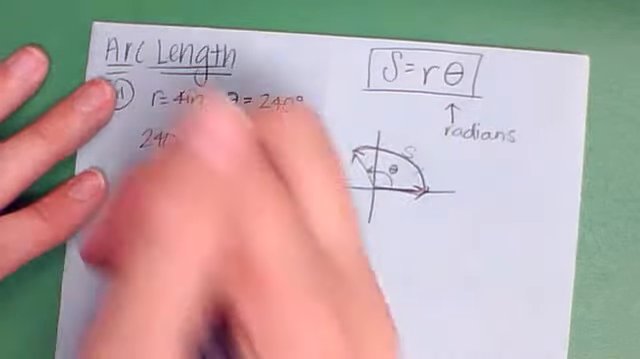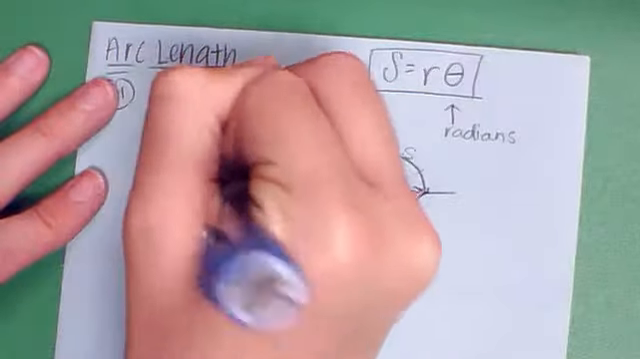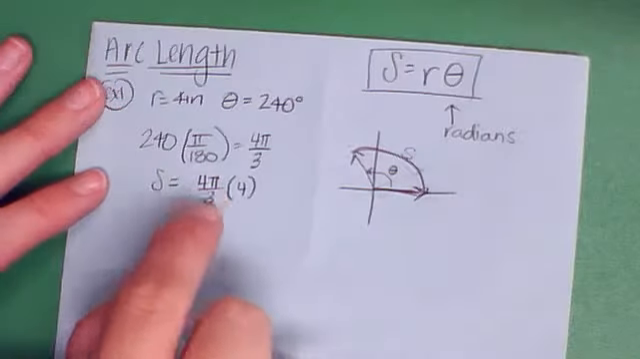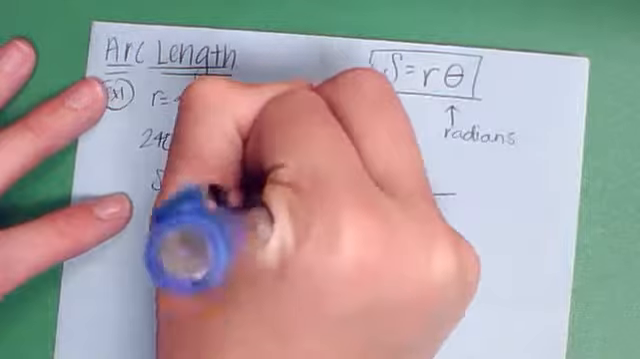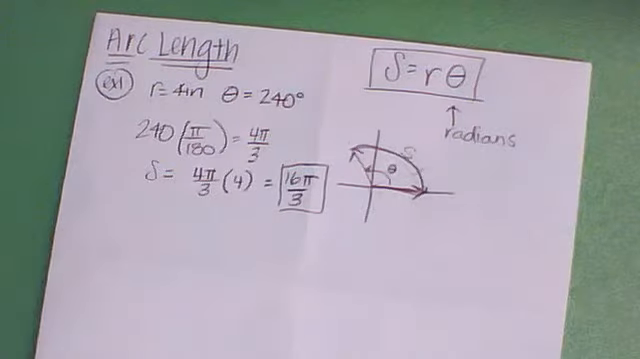Now we can plug it into the formula. So our arc length S is 4 pi over 3 times our R. So theta times R. 4 times 4 is 16. So this is 16 pi over 3. And that is the length of this arc. Now I could put that in my calculator and get a decimal, and that answer would be acceptable as well.